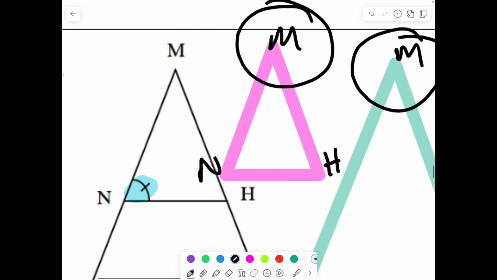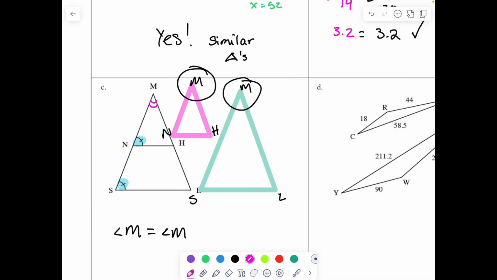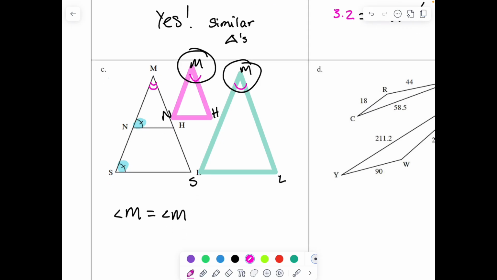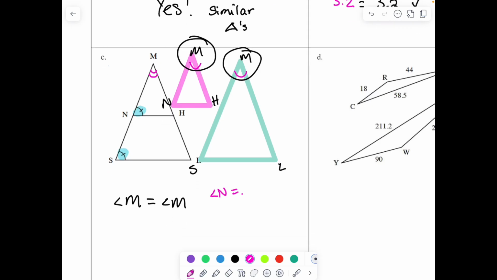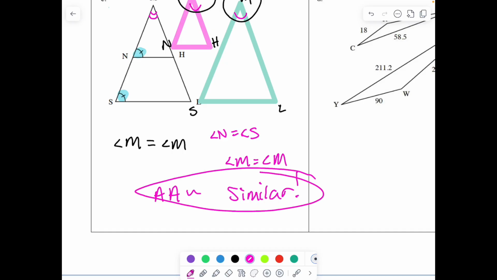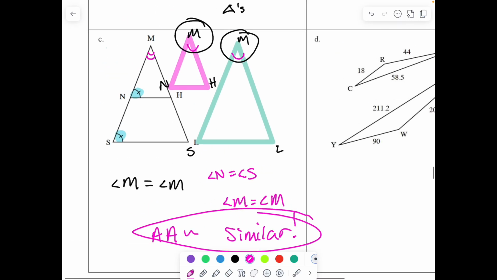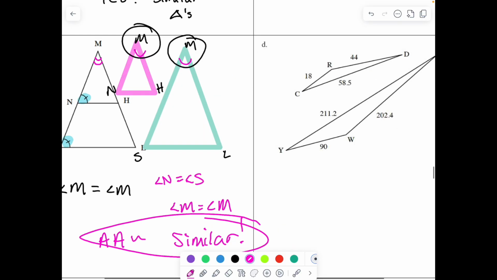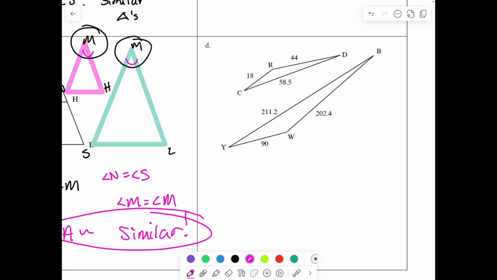So these triangles, even though it's kind of hidden, actually have another pair of angles that are equal. They have angle M. So we would say that angle N is equal to angle S, and then also angle M is equal to angle M, because obviously it's equal to itself. That is two pairs of equal angles, which is enough information to say that these triangles are similar due to angle-angle similarity. You'll see that happening in a lot of your problems where they share an angle, and because they share it, obviously that angle is equal.